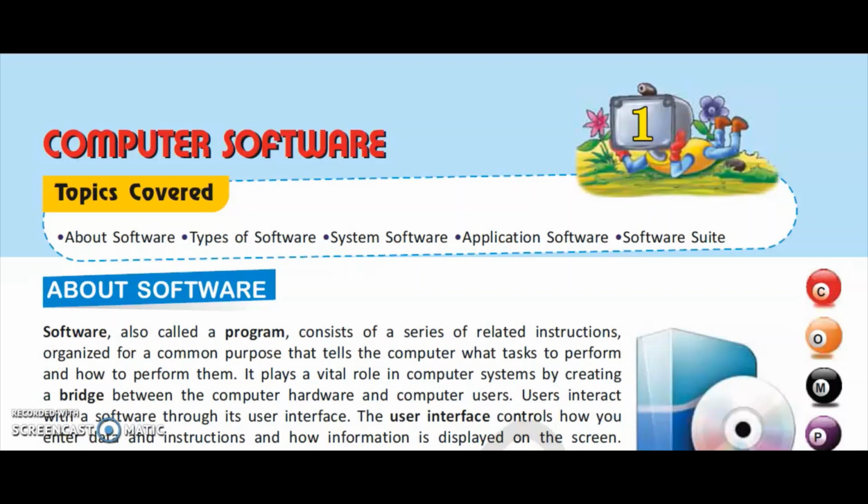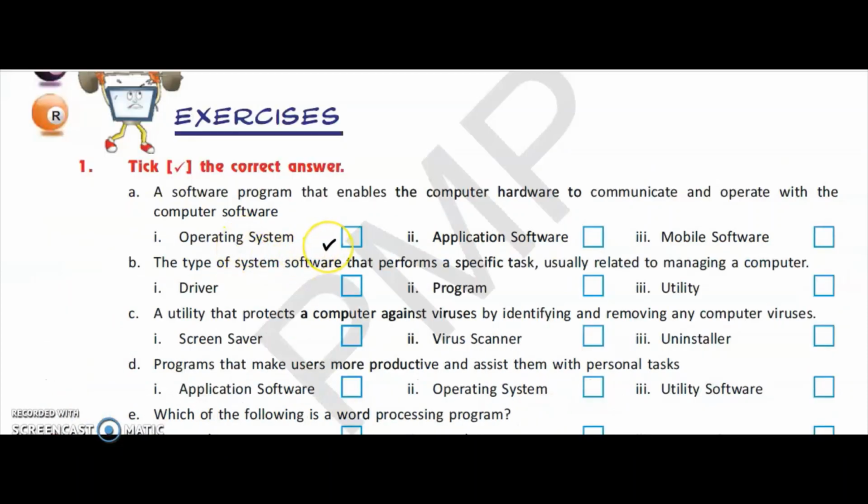So on the last turn we were studying the chapter computer software and we have completed with the chapter description. So today we will start with the exercise part. Our first question of exercise is tick the correct answer. This is an objective type question. You have to complete it in the book only, no need of writing this in the notebook.